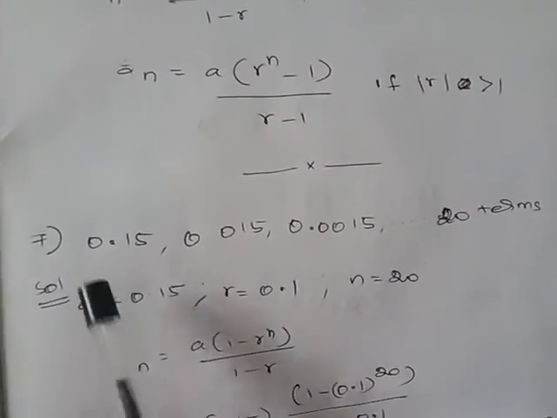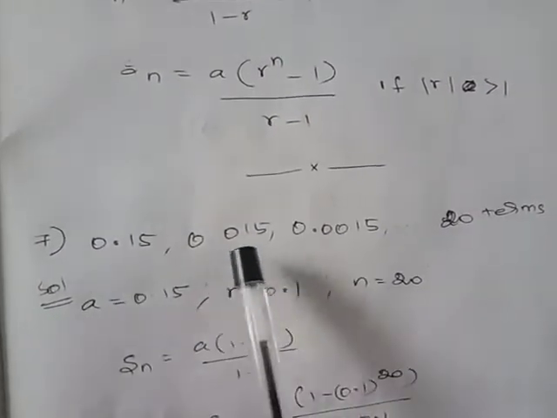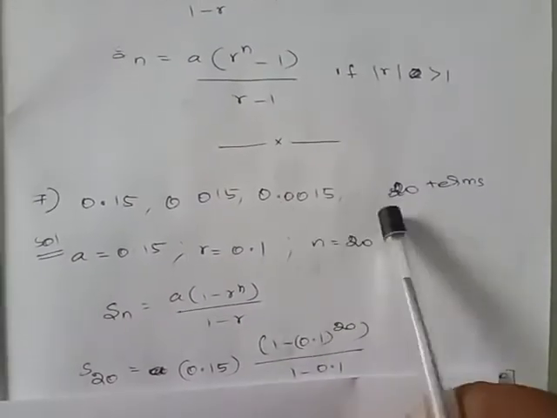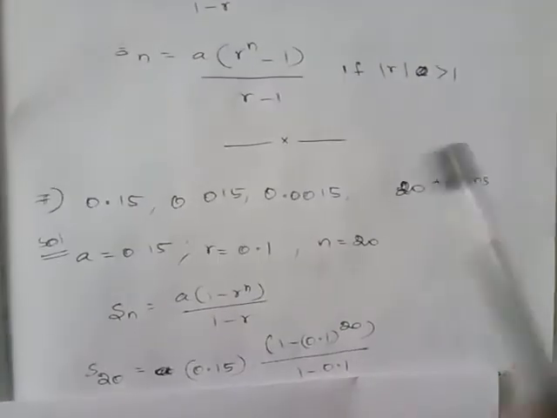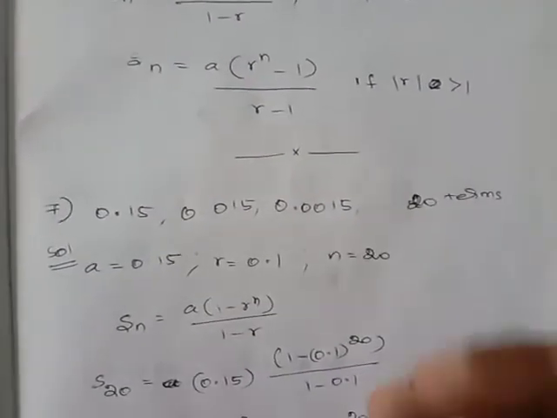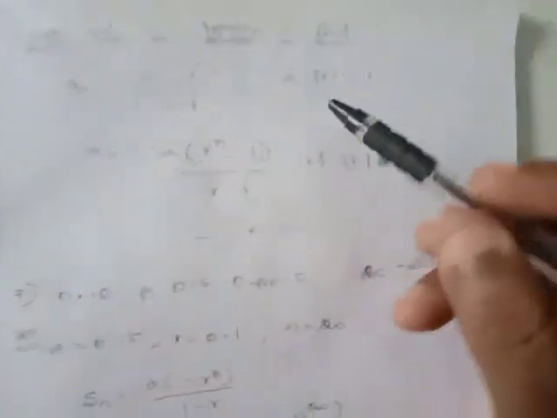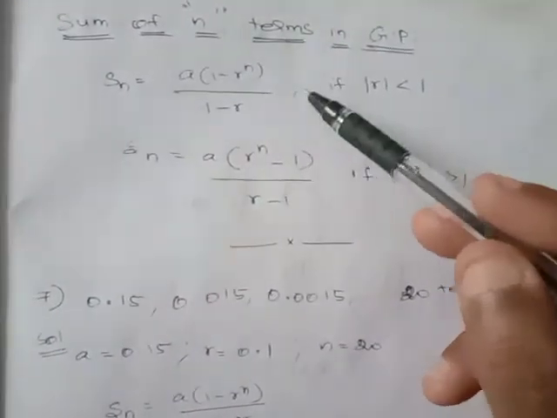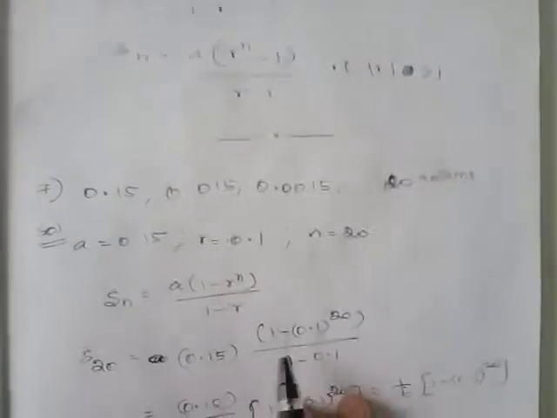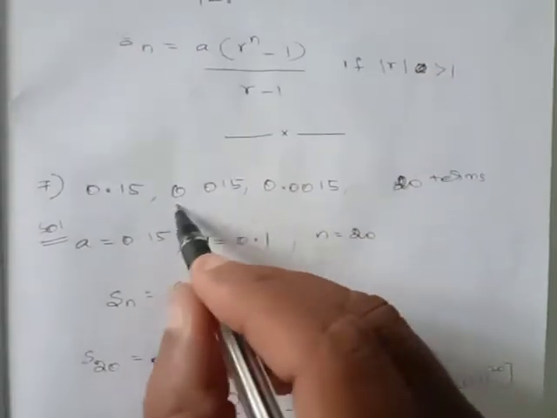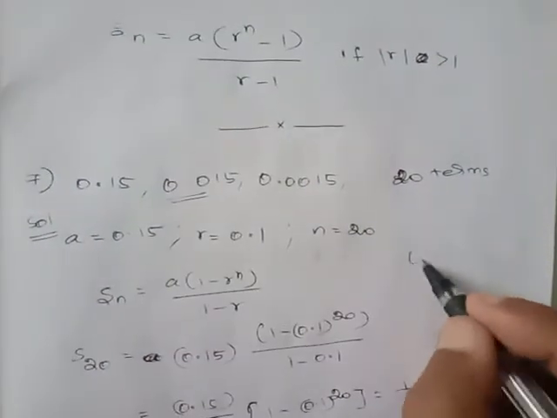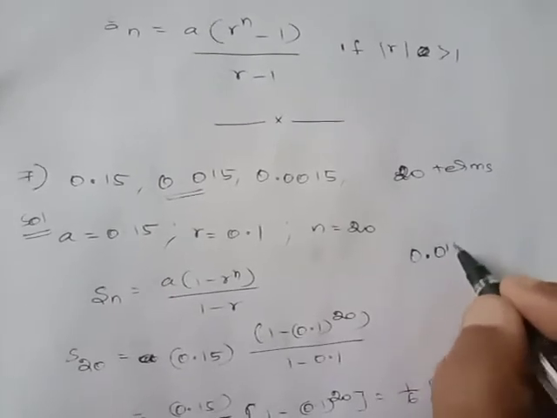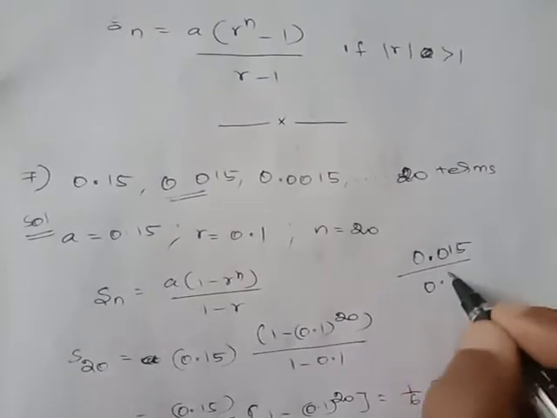Here the question is 0.15, 0.015, 0.0015. We need to find the sum of first 20 terms. We know first we need to calculate the common ratio. Based on that common ratio value only, we can use any one of these formulae. Common ratio can be calculated using a2 divided by a1. So 0.015 divided by 0.15.